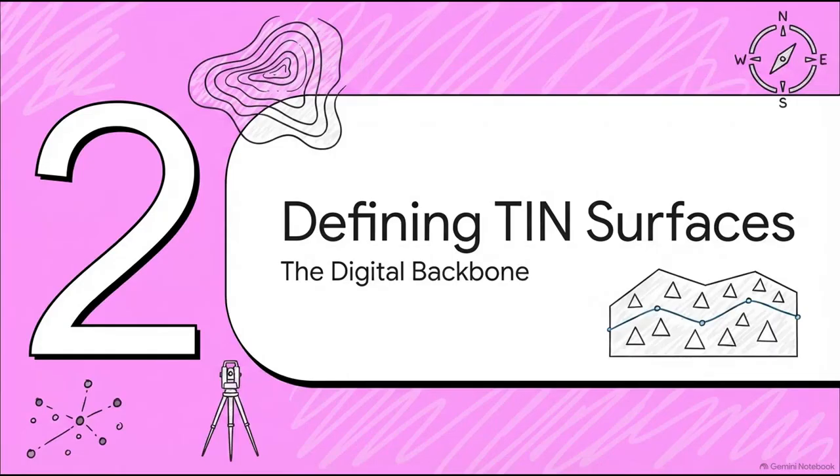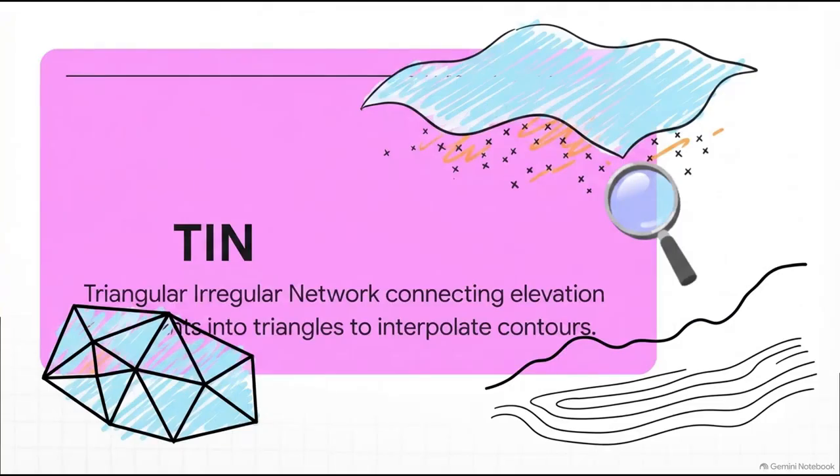Moving right along to Section 2, defining tin surfaces. A tin, or triangular irregular network, is the standard method for interpolating elevation data. I always like to picture taking a massive digital blanket and just draping it over all those raw survey data points. The software automatically connects these points into a continuous, seamless network of triangles. And once those triangles are locked in, Civil 3D uses them to mathematically interpolate exactly where the contours should go and how to generate your cross-sections and profiles.